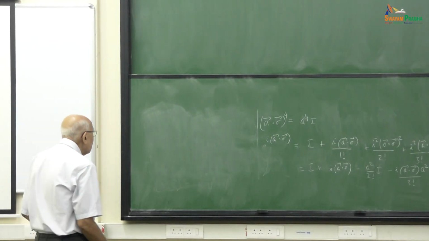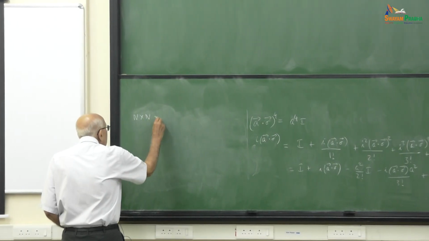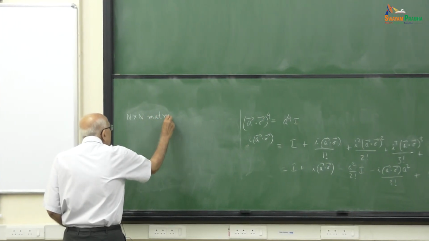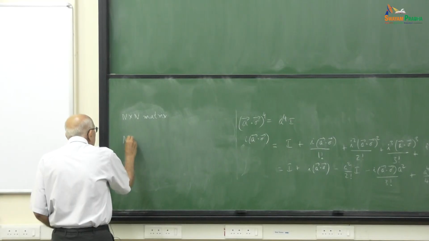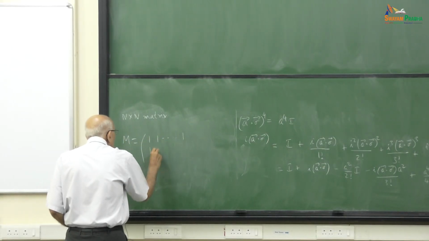Let's look at this matrix. Let's look at an n by n matrix. M defined as 1, 1, 1, 1, 1.